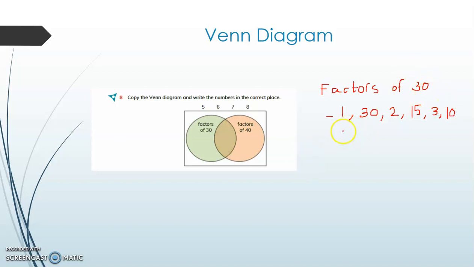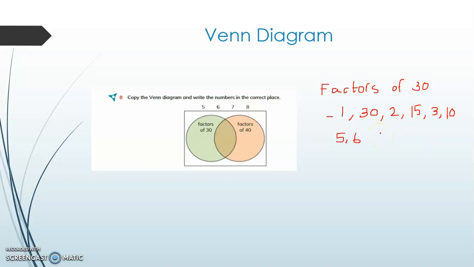4 is not a factor. Any number that has a value of 0 or 5 in the ones place is a multiple of 5. So 30 has 5 as one of its factors. 5 into 6 is 30. 5 and 6 are factors of 30.